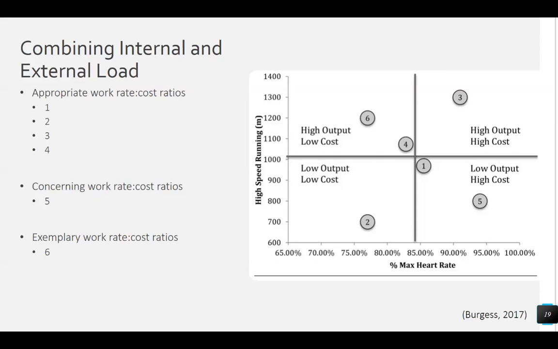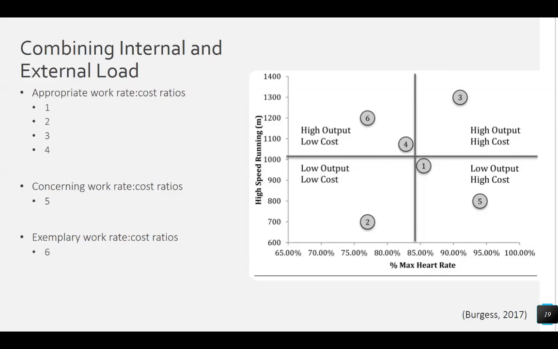So that's an athlete that we might want to pull into their own separate program and add some additional foundation, versus the opposite of that, athlete number 6, where we're getting a high output. They are just killing it on the field. They're getting a ton of high speed running, but it's not at a high cost to that athlete.